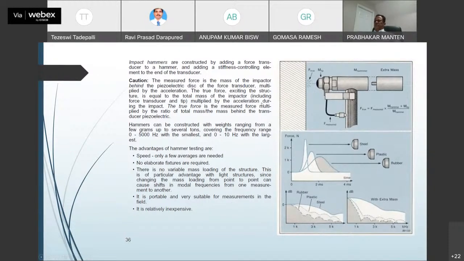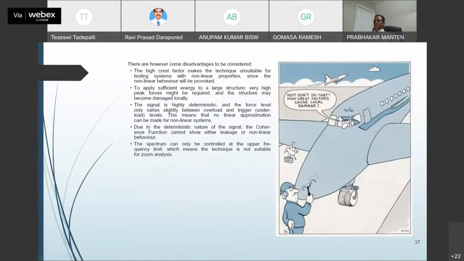compared to a shaker and all those setups and laser vibrometer and all. Of course, they are pickup devices, but compared to a shaker, this is for sure cheaper.